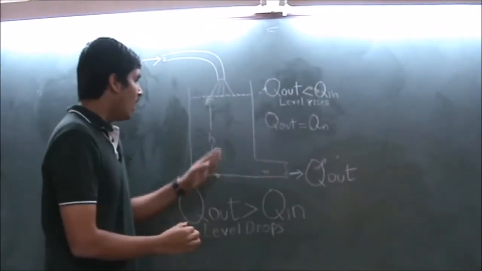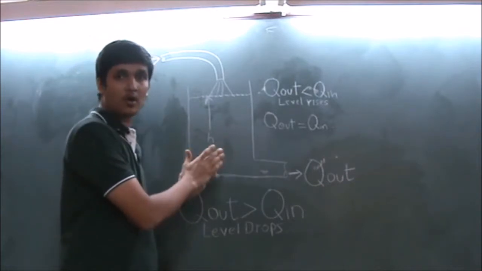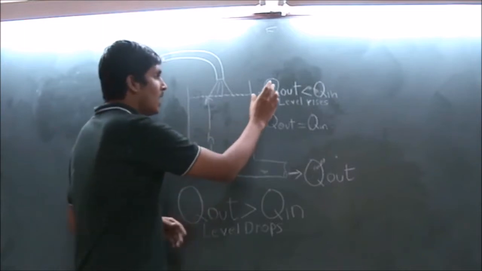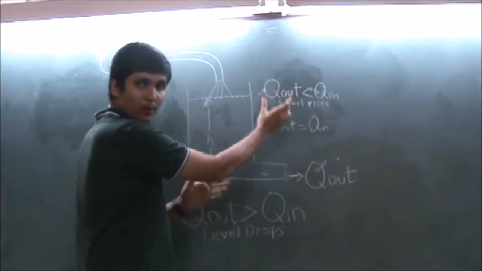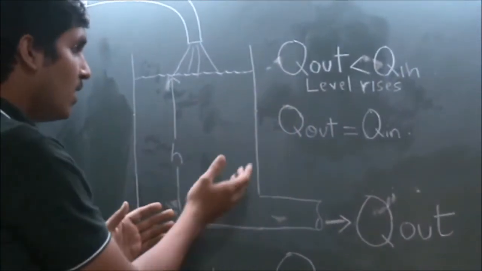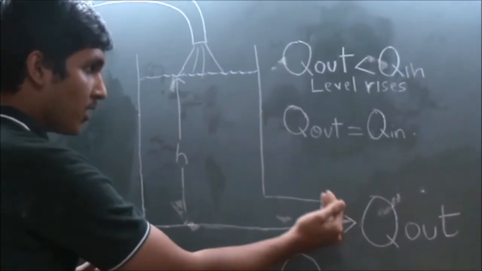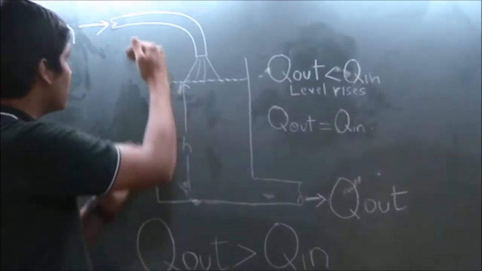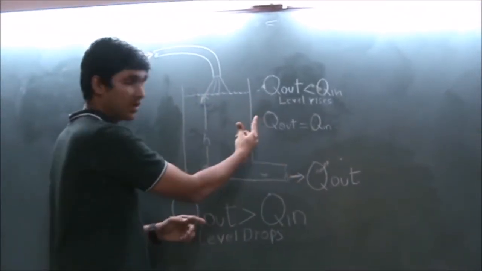Now, in this you don't require any human intervention or any automatic control machinery. Whenever Q out, that is output flow rate, is less than input flow rate, what happens is the level of water rises, because the output flow rate is lesser, due to which the input flow increases as compared to output flow rate. So this is the first condition.